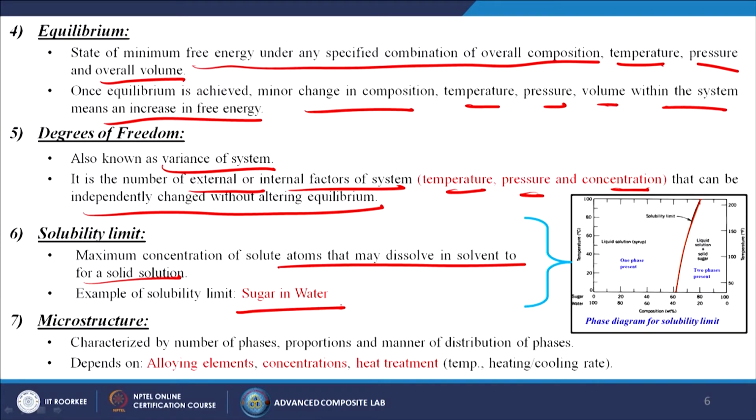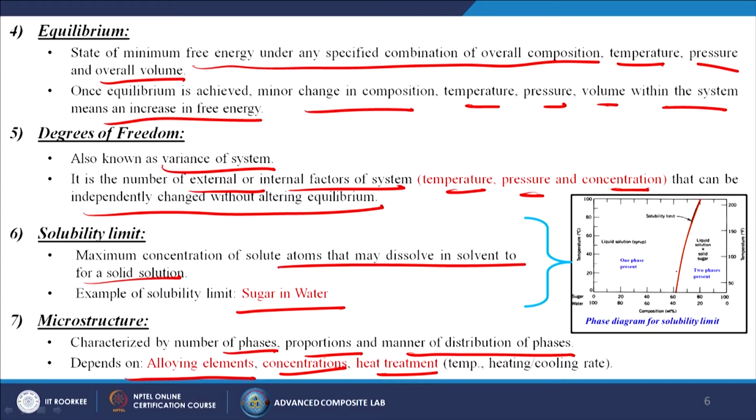So, here if I am adding the sugar and sugar and sugar into the water, after a certain time the sugar will not dissolve into the water itself. That is known as the solubility limit. Generally the solubility limit is sugar in water. And what is microstructure? It is characterized by the number of phases, proportions and manner of distribution of the phases, and depends on alloying elements, concentrations, heat treatment, maybe the temperature or the heating and cooling rate.